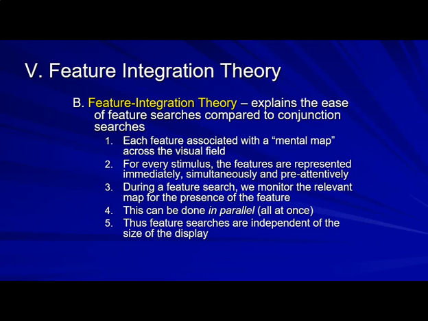The important thing about a feature search is it's independent of the size of the display. It doesn't matter how many distractors there are, as long as you're only looking for a single feature, you'll always be able to find it in the same amount of time because it pops right out at you. This is the reason why you should always have one really tall friend when you go somewhere, because then you can find that one person, right?